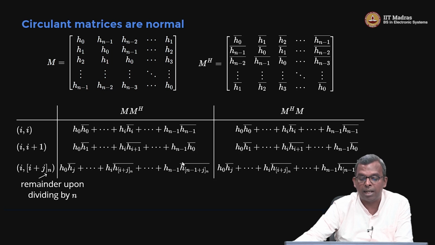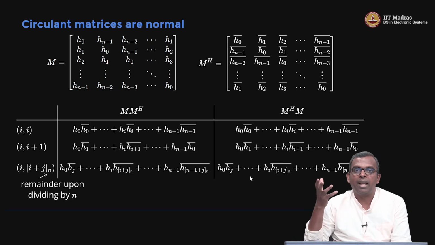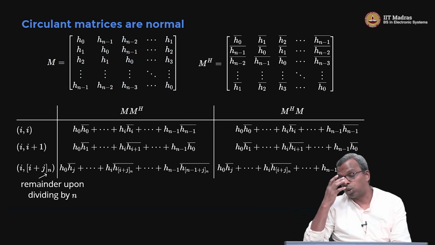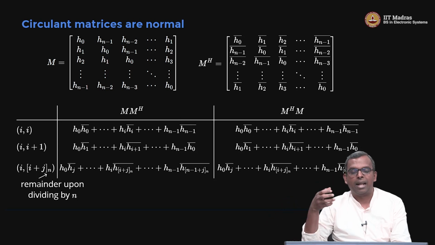I am not going to go into detail. You can check that this will also be exactly the same. So circulant matrices are normal, and no wonder they have a unitary, an orthonormal basis of eigenvectors, and curiously enough, for circulant matrices, the Fourier basis ends up being that basis.